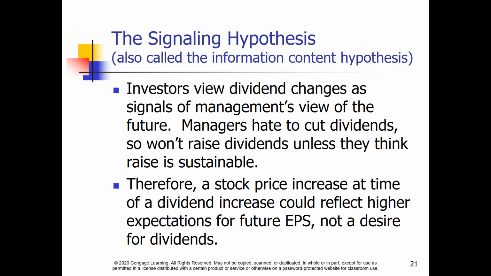The signaling hypothesis is based on asymmetric information theory. Remember, we discussed early on how insiders to a firm know more than outside investors, so outsiders watch what a firm says and does as signals of its true value. Dividends are part of that signaling of true value.